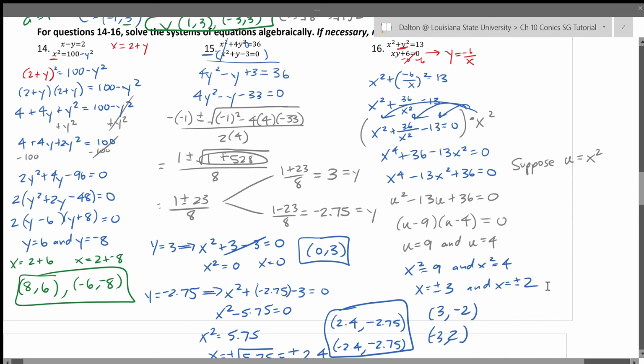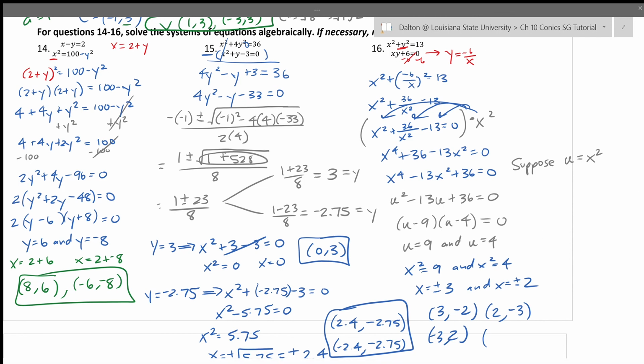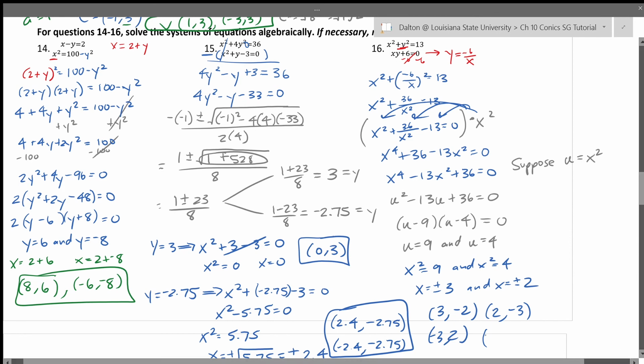And then we're going to substitute 2 and negative 2. If I substitute a positive 2, negative 6 divided by positive 2 is a negative 3. And when I substitute in a negative 2, negative 6 divided by negative 2 is a positive 3. So negative 2, 3. So there are 4 answers to that system of equations.